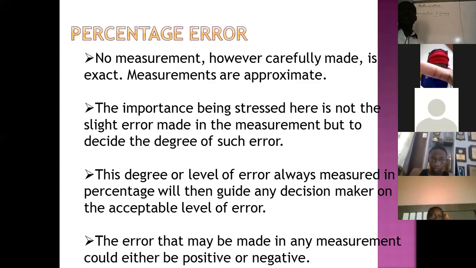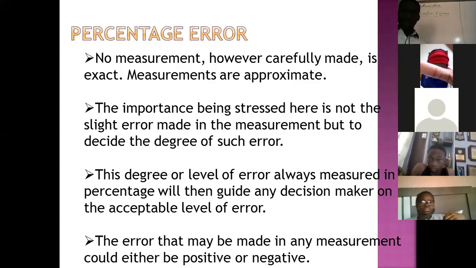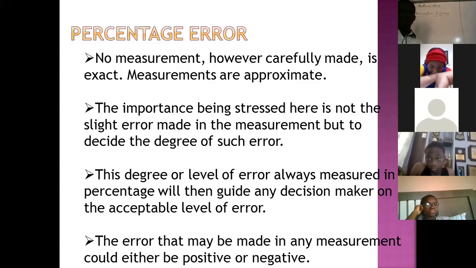Take, for instance, most of you will become civil engineers, or some other wonderful profession like that. What are these errors? What will be their consequence in the totality of the work? Then this degree or level of error is always measured in percentage. That percentage will guide you as a decision maker to accept the level of error. Either you accept it or you discard it.